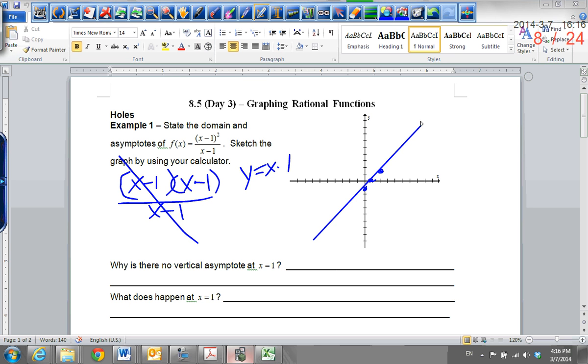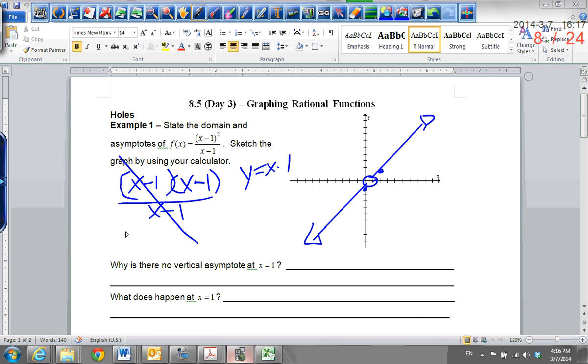But remember that when x is 1, we had that error. So really what we have going on is an open circle at 1. So I'm going to go back in and draw that open circle. And that's because the x minus 1 canceled out.